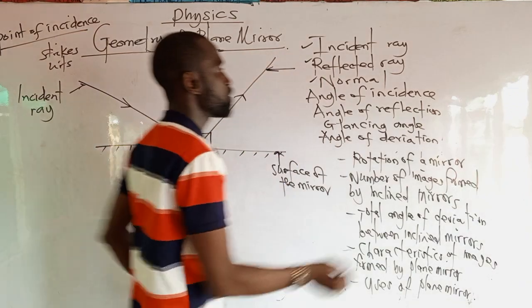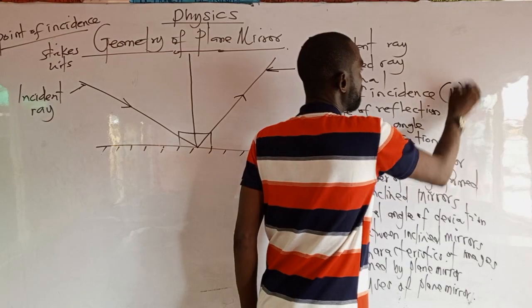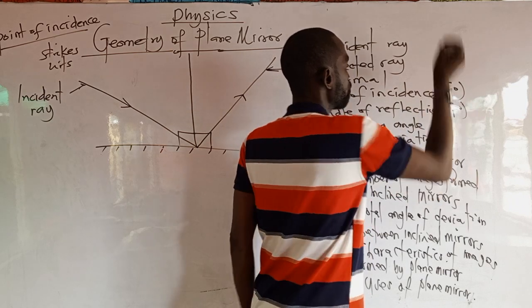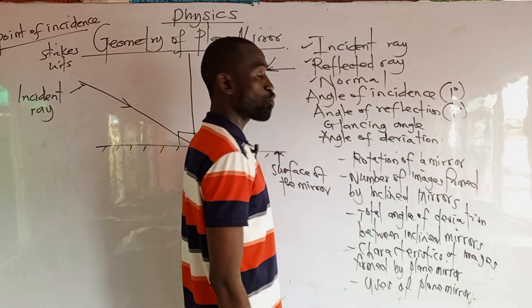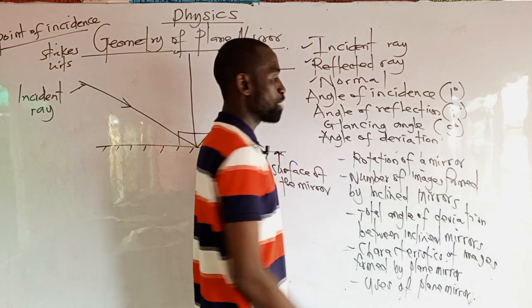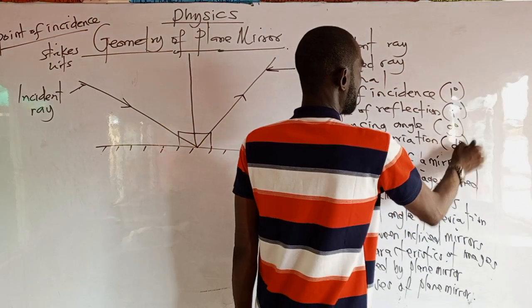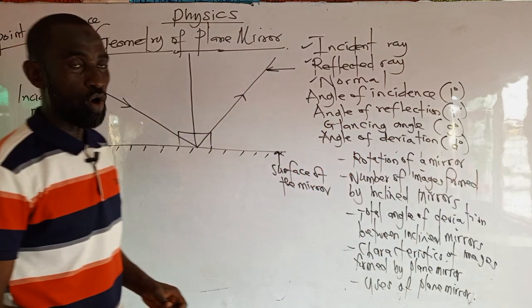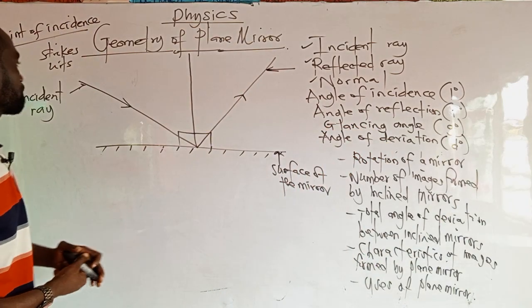What is the angle of incidence? We use I degrees to represent angle of incidence. We use R degrees to represent angle of reflection. We use G degrees to represent glancing angle. We use D degrees to represent angle of deviation. So let us go, class.